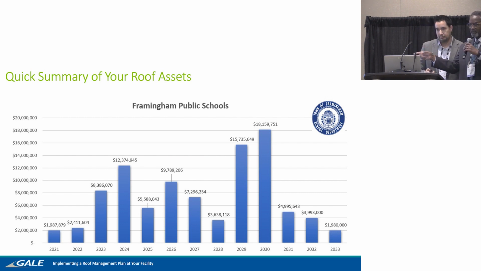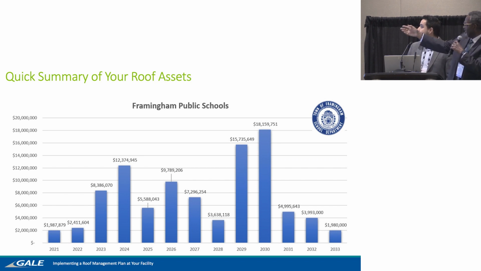Now, if you look at this graph, you've gone through and got all your data in, right? And it spits out the priorities first and et cetera. And you see you got like $12 million in year 2024. Who has a $12 million budget to work on their roofs? Nobody does, right? You can't do that. So you go to the next one.